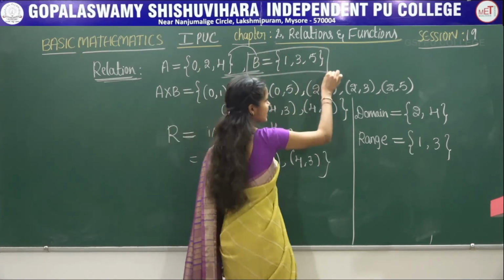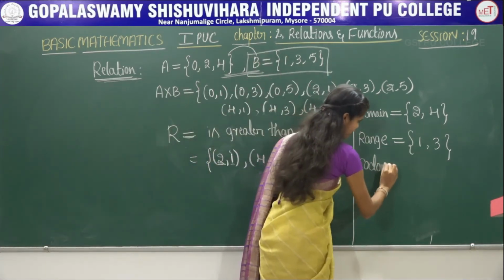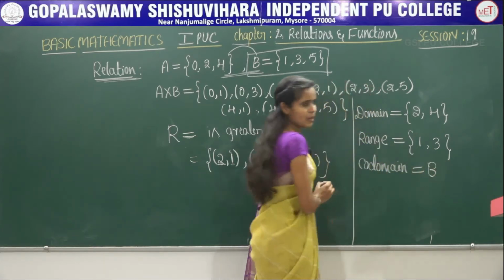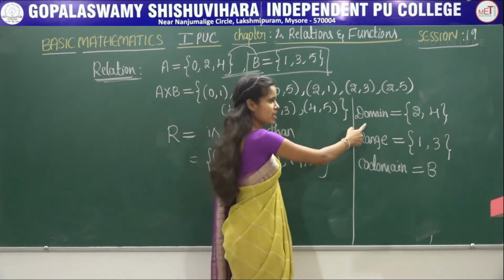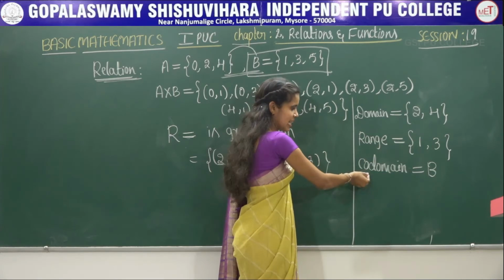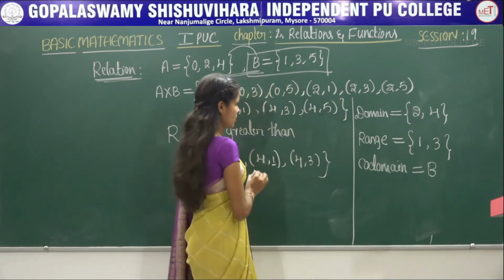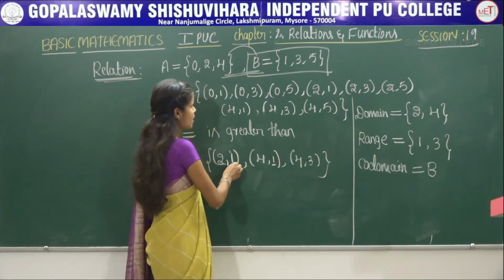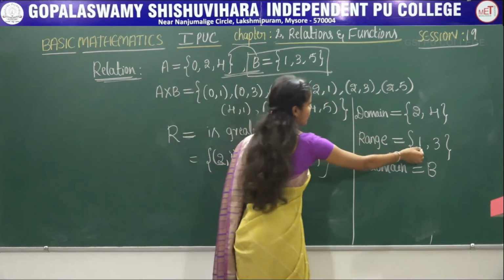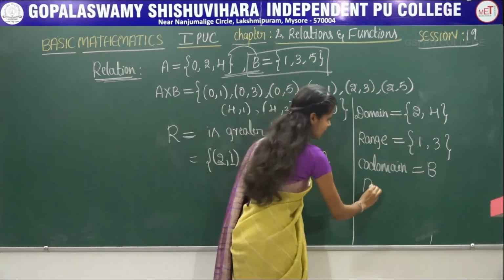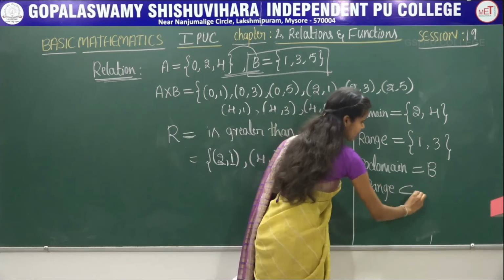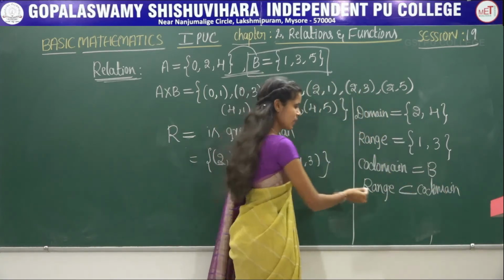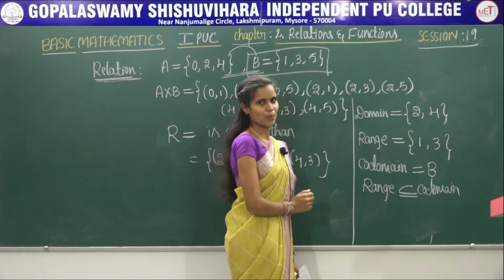Because here we describe a relation from A to B, the second set is called the codomain. Here the codomain is B. The set of all first elements is called the domain, the set of all second elements is called the range, and the second set is called the codomain. We know that the set of all second elements is called the range, so the second elements belong to the second set. Here observe that 1, 3 belong to B. Therefore, the range is a subset of the codomain. Sometimes it is also equal to the codomain.